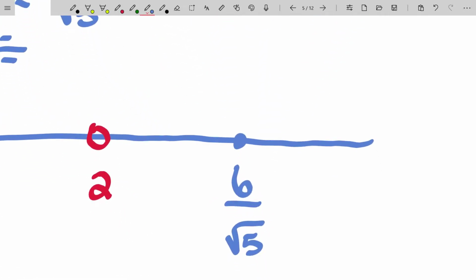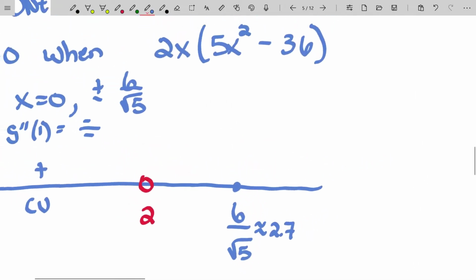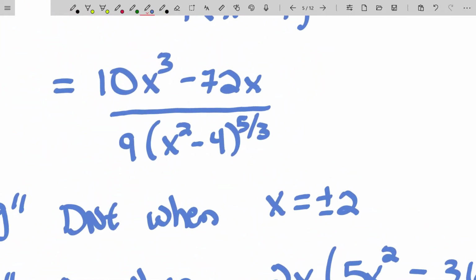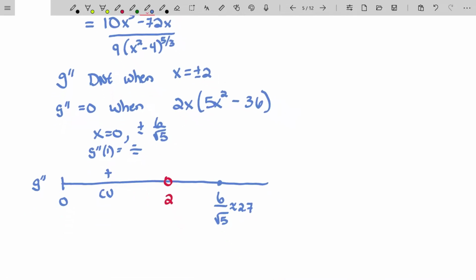6 over root 5 is roughly 2.7. I'm just going to squiggle that in here, right here. So roughly 2.7. And so if you plug in like a 2.5 or something like that into your second derivative, I will go ahead and do that and just tell you what it's going to be. So g double prime of 2.5, actually I don't even need to say approximately. Computing it out, g double prime of 2.5 is negative. So we have this negativity here, and that means our curve is concave down.